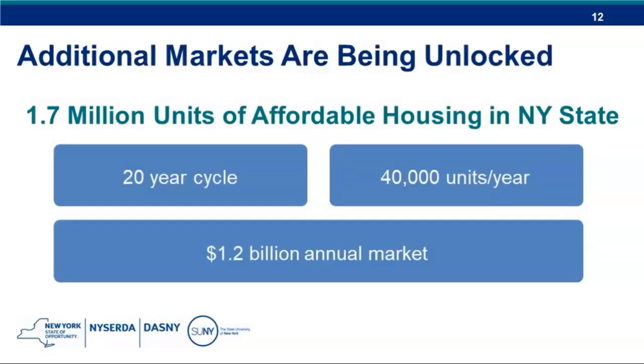So if we take, we've got 1.7 million units in the state, and if we say that we'll just get to half of them in a 20-year cycle, that means 40,000 units a year and roughly a $1.2 billion annual market in affordable housing. And again, that's not market rate, that's not other states that we're also talking about.